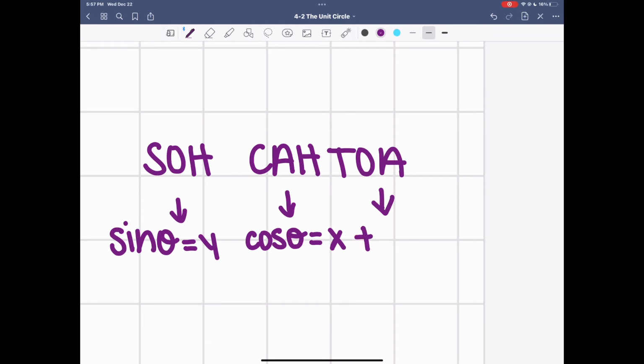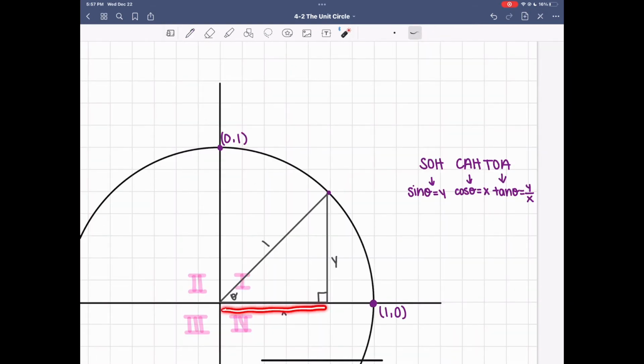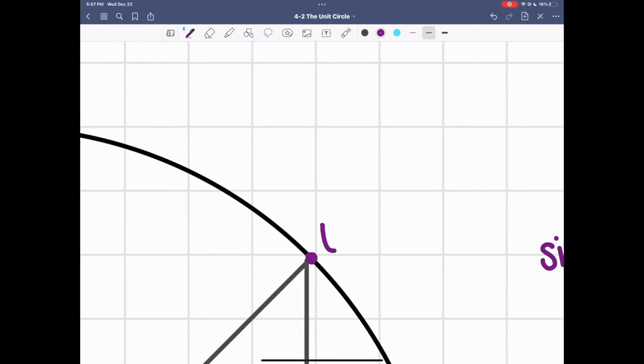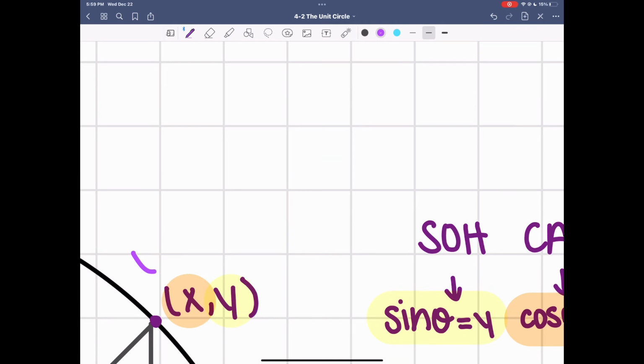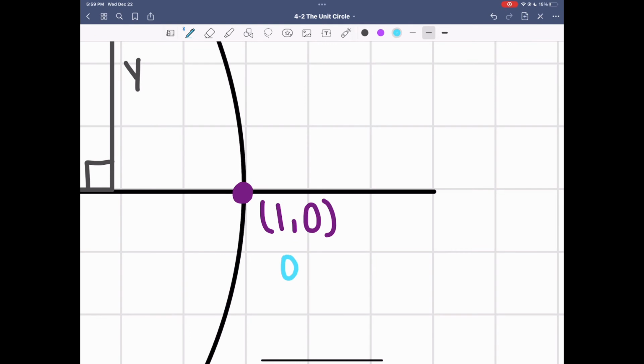It could also be written as sine of theta over cosine of theta, since we know sine equals y and cosine equals x. So now we could label this point as (x, y), because we know that we're going x coordinates to the right and y coordinates up. And since we know that sine equals y and cosine equals x, we could substitute y with sine and x with cosine, and our coordinate can be labeled as (cosine, sine).